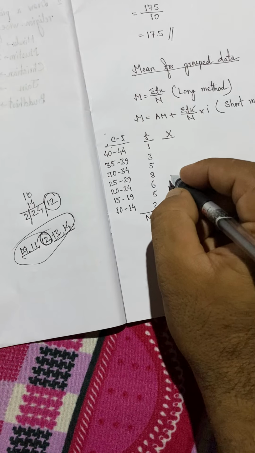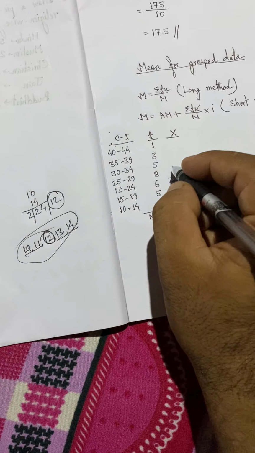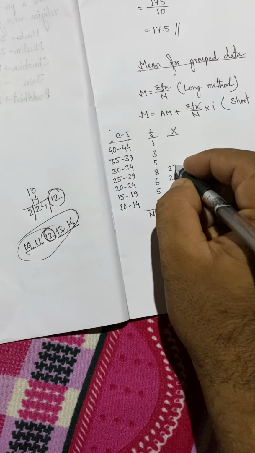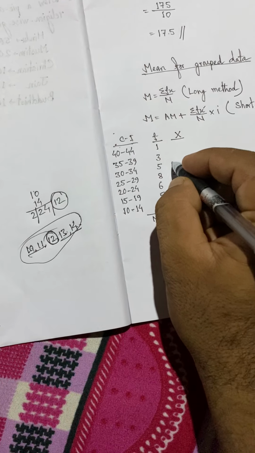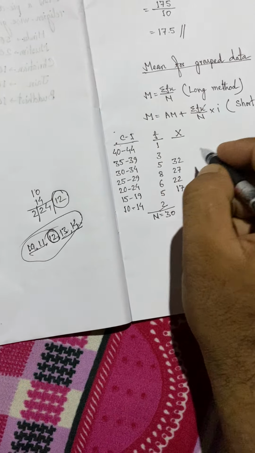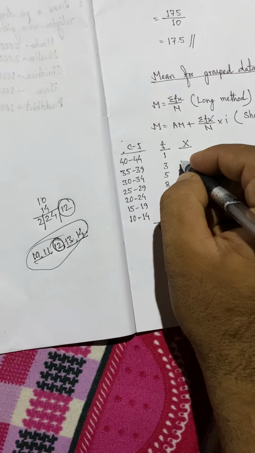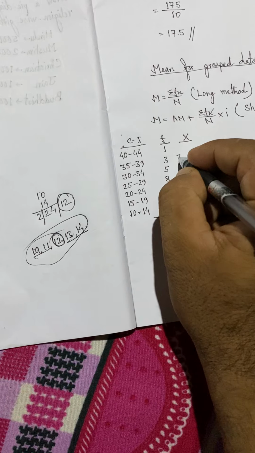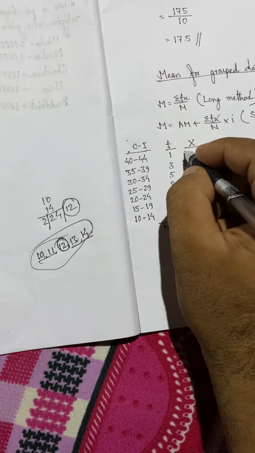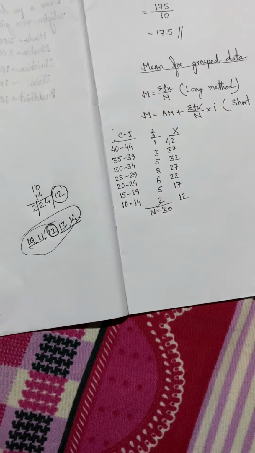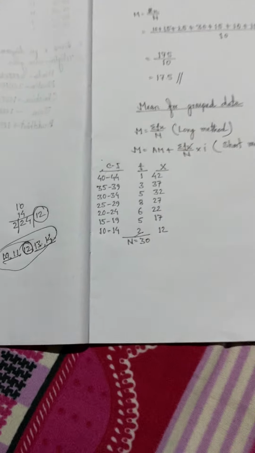Then 22 is the midpoint of 20 to 24. 27 is the midpoint of 25 to 29. 32 is the midpoint of 30 to 34. 37 is the midpoint of 35 to 39. 42 is the midpoint of 40 to 44.